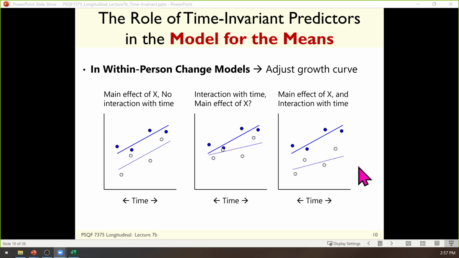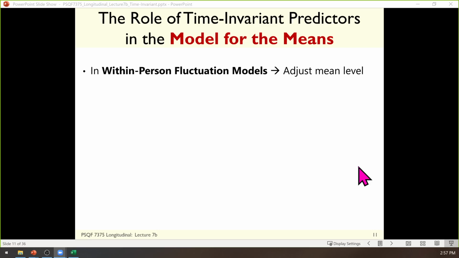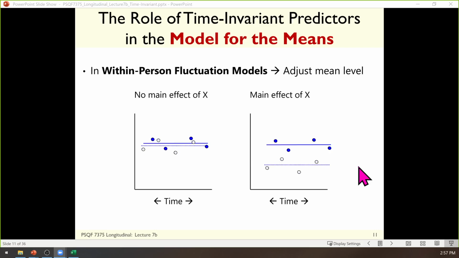Why do they need their own? Because of the predictor as one of the explanatory variables. With me so far? If you have a fluctuation model, the story gets a lot simpler. If there's no time, then there's nothing for the time invariant predictor to do other than bump you up or bump you down.